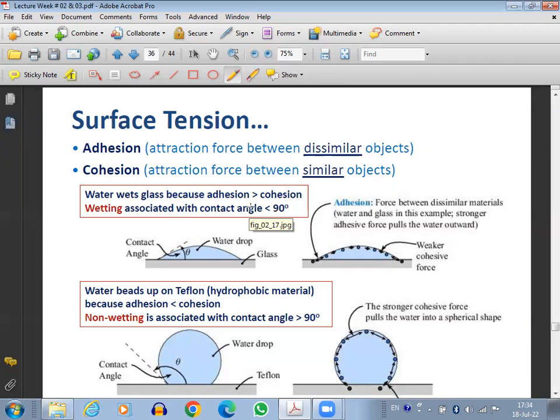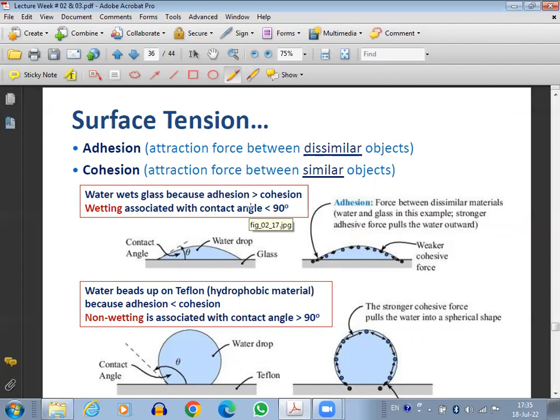So if the fluid has larger adhesion and less cohesion, then this fluid is going to rise up. It will wet the surface, meaning it will stick with the surface. If the fluid has more cohesion and less adhesion, then the fluid is not going to wet the surface. It's going to stay within itself.